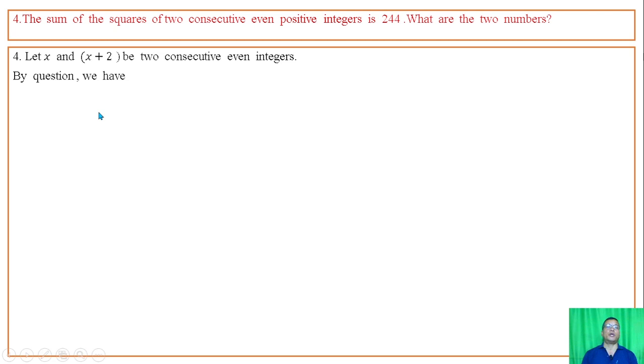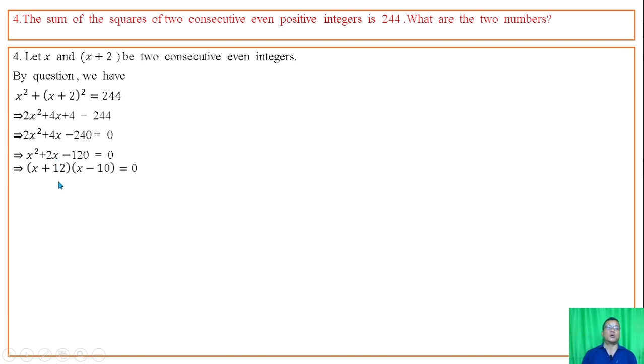By question we have x square plus (x plus 2) whole square is given as 244. Expand the second term and simplify. We have this. Again transfer 244 to the left side and sum up with 4. We have minus 240. Divide each term by 2. We have x square plus 2x minus 120 equal to 0. Factorize this quadratic expression. We have this, from which we have either x equal to 10 or x equal to minus 12.